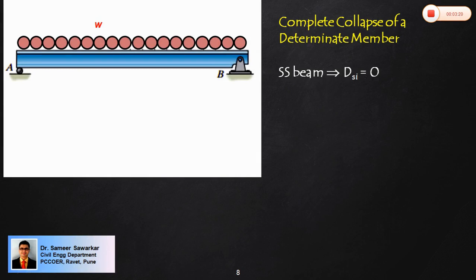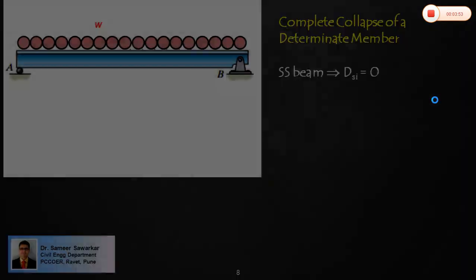Now we are going ahead with the collapse of a member because of formation of the plastic hinge. Just imagine that this is a beam, which is obviously a determinate beam, a simply supported beam, and in fact presently we are studying collapse of a determinate member only, which is subjected to uniformly distributed load of intensity W over the entire span. Since it's a simply supported beam, the degree of static indeterminacy is 0. That is, this is a completely determinate beam.